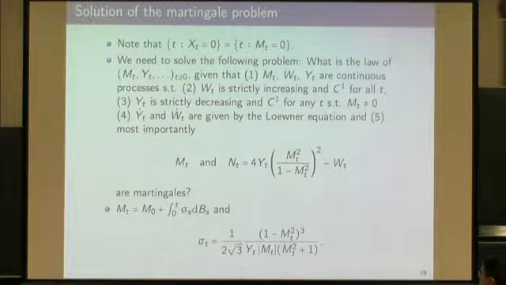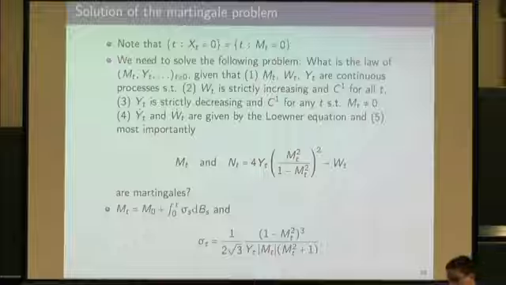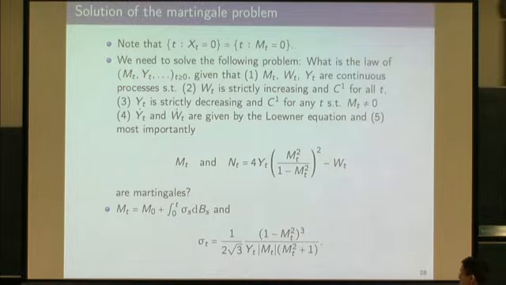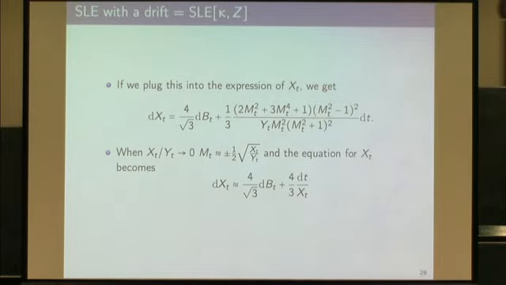So this is a convex function which has vanishing second derivative, and this is strictly increasing. So you can show this, and this is the value of this diffusion constant here. So if you plug this into the expression of this X_t, then you get this kind of drift, quite complicated looking drift.